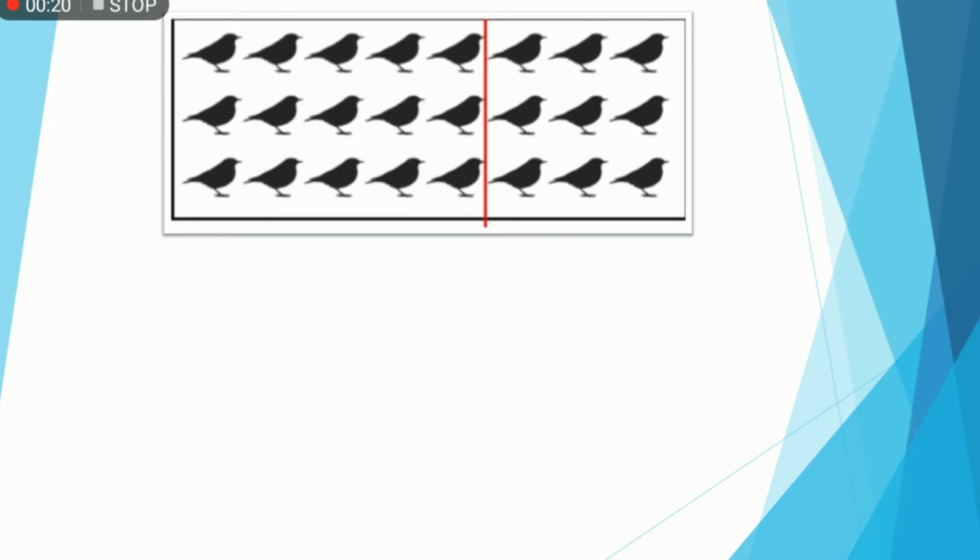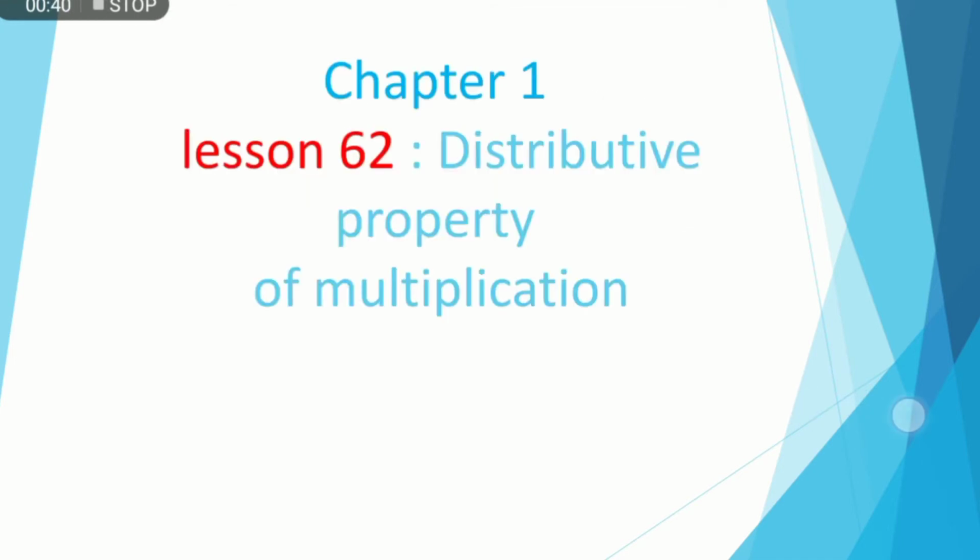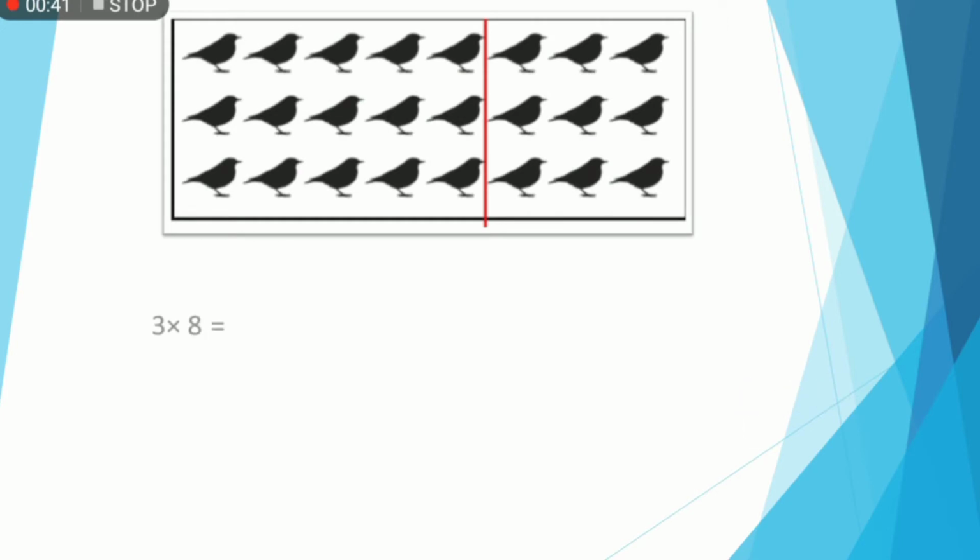If I have an array like that, look at all of the pictures, the bigger array I have here. How many rows? The rows are sleeping: 1, 2, 3. 3 rows. Of how many columns? The columns are standing: 1, 2, 3, 4, 5, 6, 7, 8. Yes, it's 3 times 8.